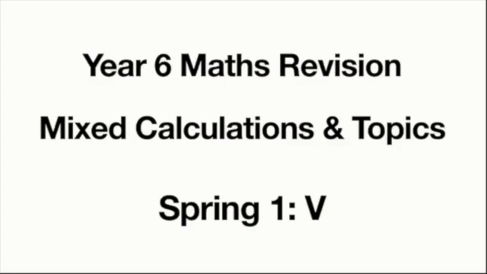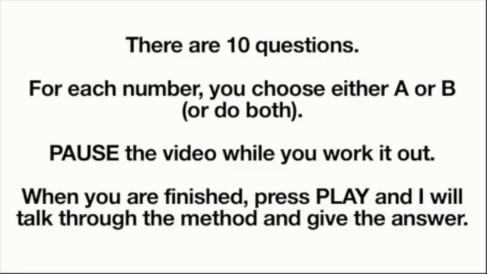Year 6 Maths Revision, Mixed Calculations and Topics, Spring 1, Part 5. There are 10 questions. For each number, you choose either A or B or do both. Pause the video while you work it out. When you are finished, press play and I will talk through the method and give the answer.